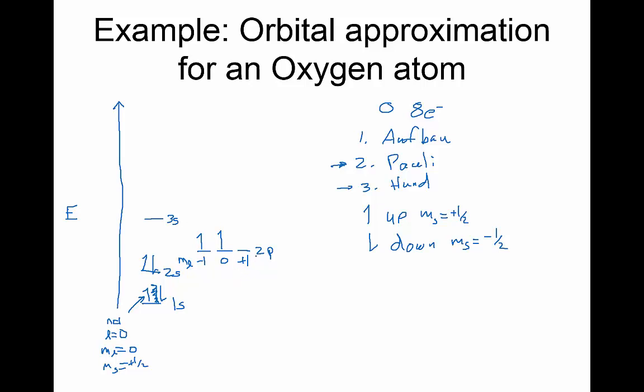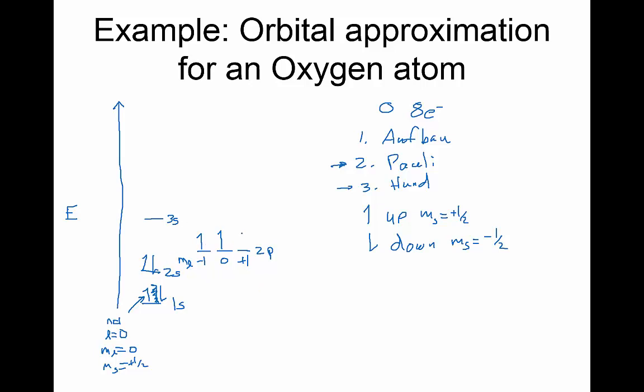So Hund's rules tell us that we want to line up our spins so that certain magnetic properties of the atom kind of reinforce each other. You could think of it like that. So we're going to put our next electron there. So how many electrons have we placed down? 1, 2, 3, 4, 5, 6.